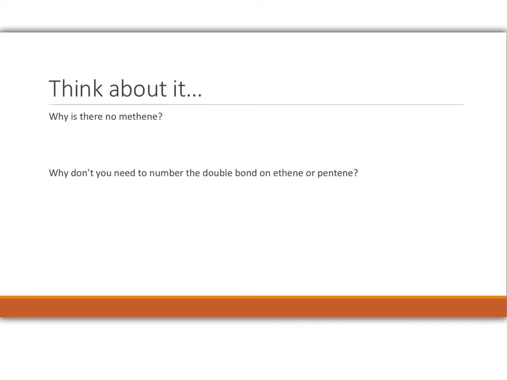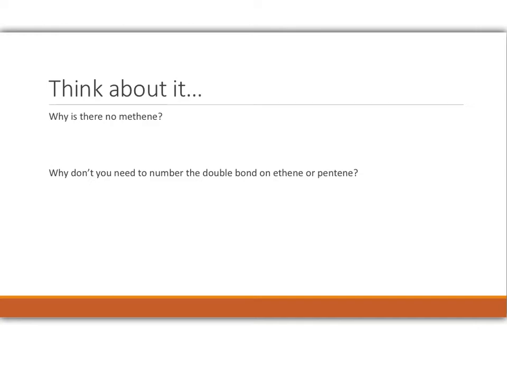So, let's see. We've already kind of talked about the second question. Why don't you need to number a double bond on ethene or pentene? That's because there's nowhere new to put the double bond to actually make a new molecule. But why is there no methene?